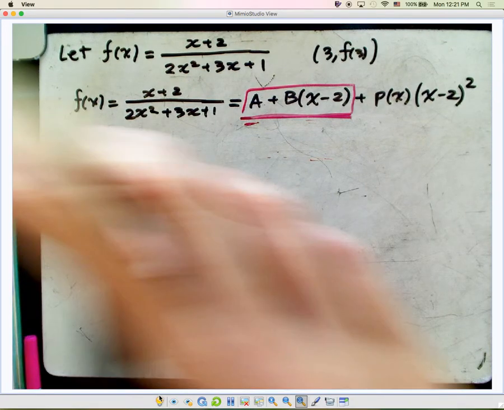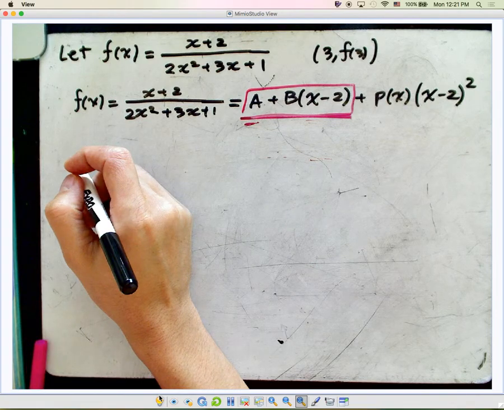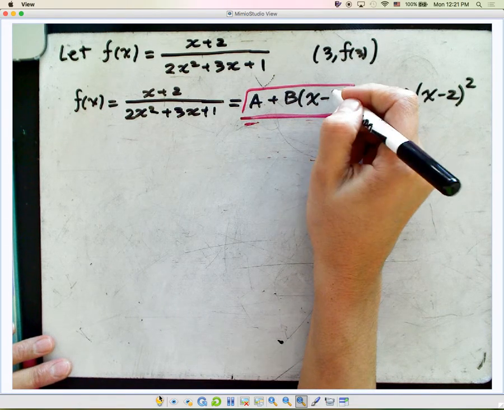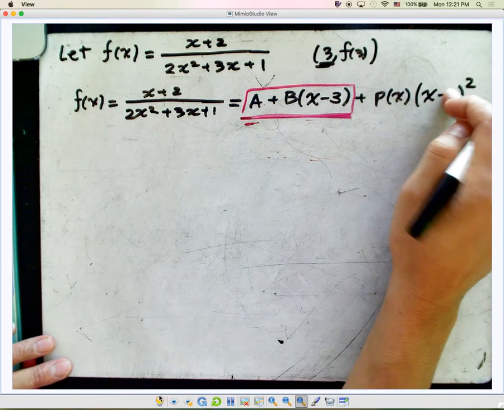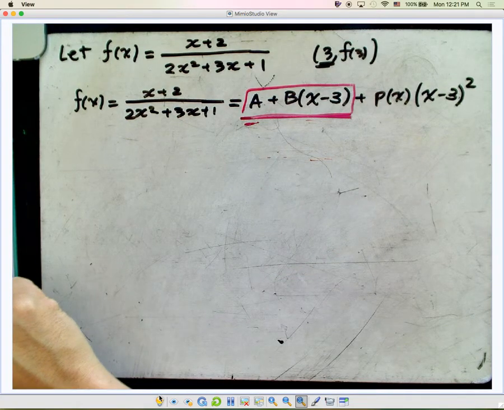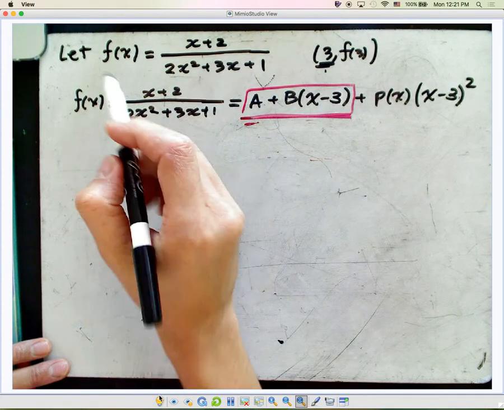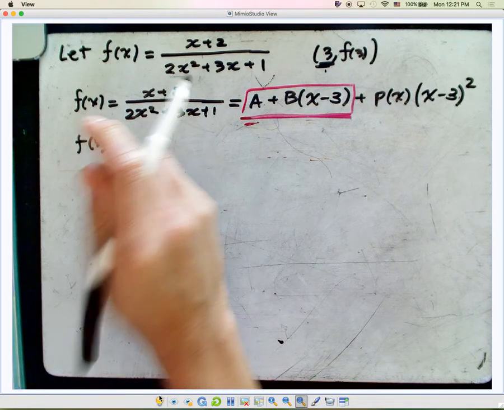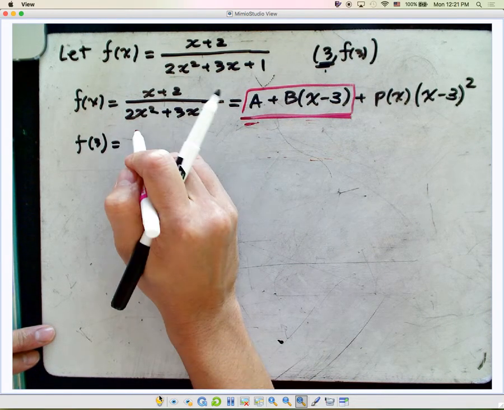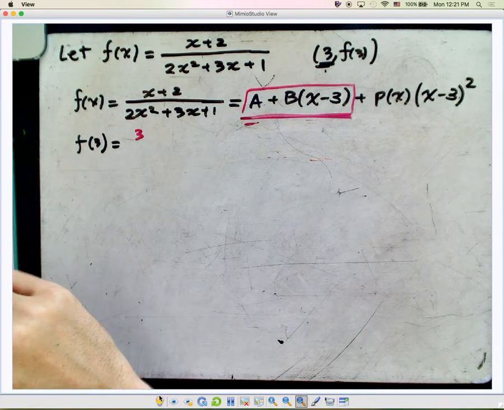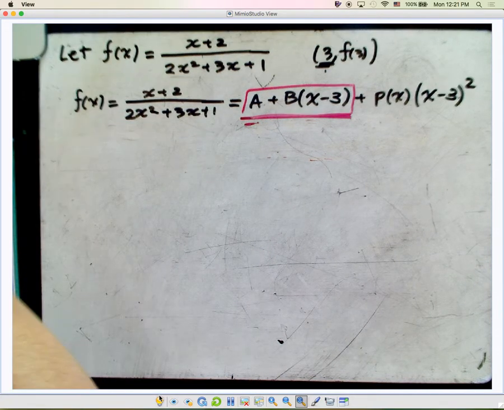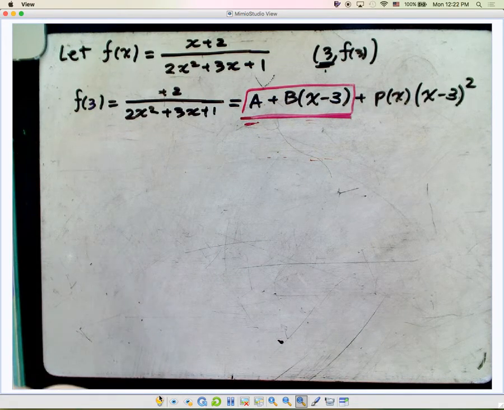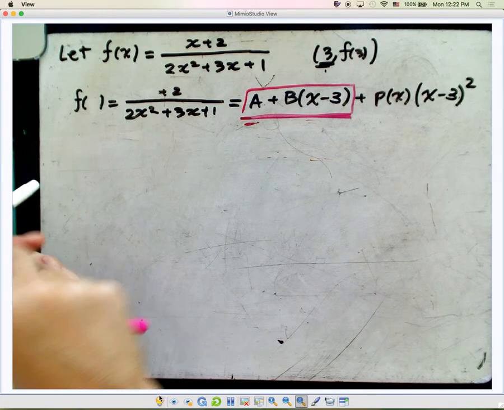So first thing we're going to do is plug in, I'm sorry, this should be x minus 3 because that's 3 here, sorry. So we're going to plug in 3 to see what happens. So f of 3 will be, let's just plug in here. That probably is easier.